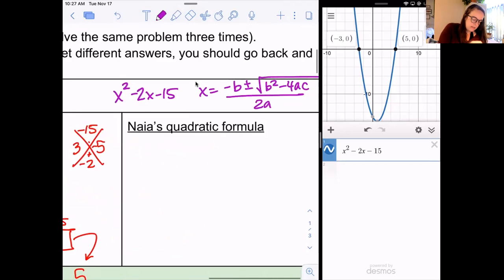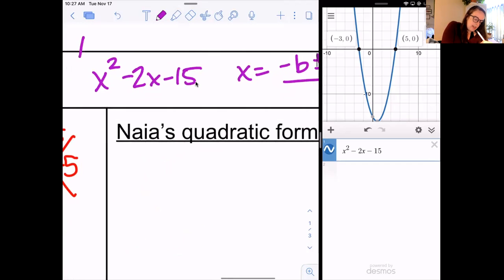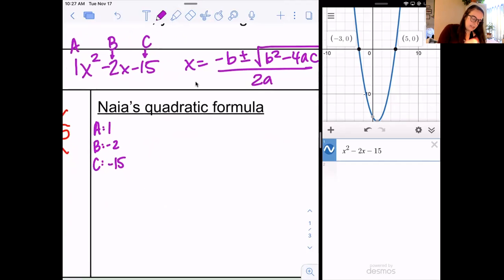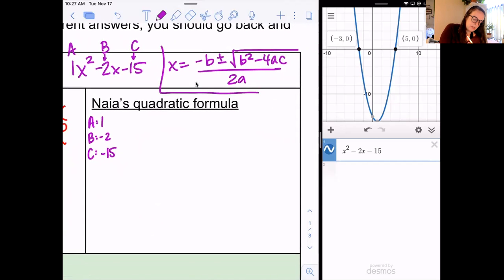Yep, minus 15. All right, so I have A is 1, B is -2, C is -15. So A equals 1, B equals -2, C equals -15. So I'm going to go ahead and substitute it into my equation here.